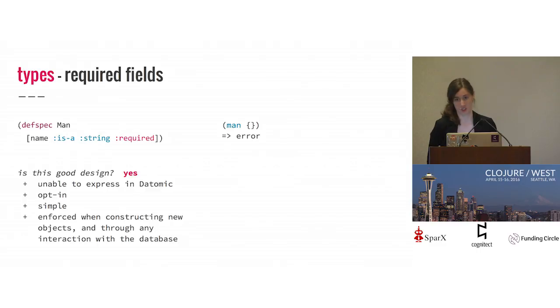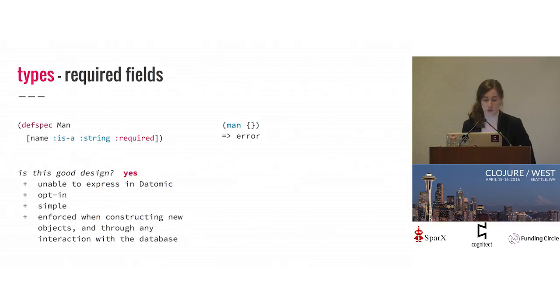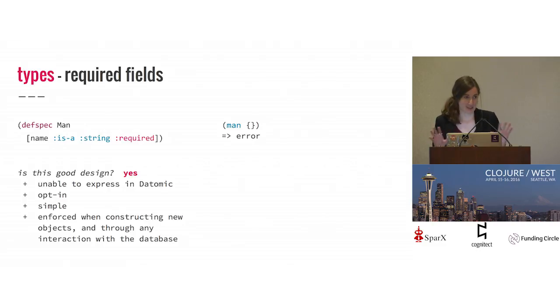It's opt-in. You can just ignore the fact that required exists. It's simple. Required is required. And it's enforced everywhere. So runtime, if you try to make a nameless man, it's an error. And if a nameless man is sitting on your database, spec-tacular won't let you get it. Like, it just won't let a nameless man come into your domain, which is what you said.